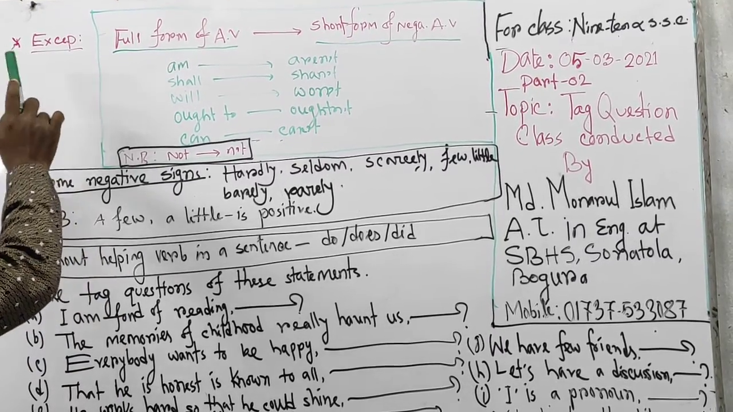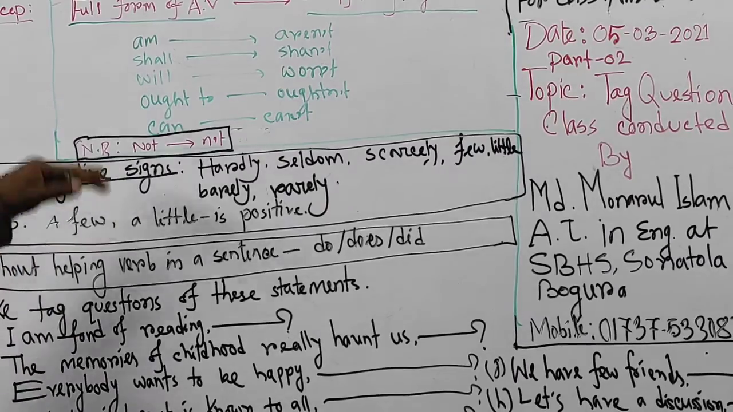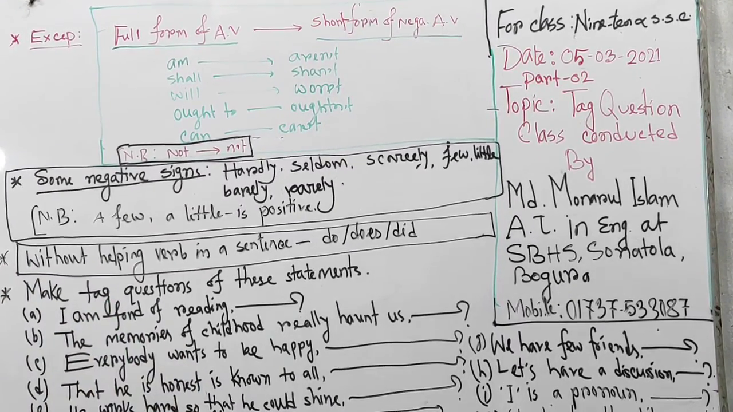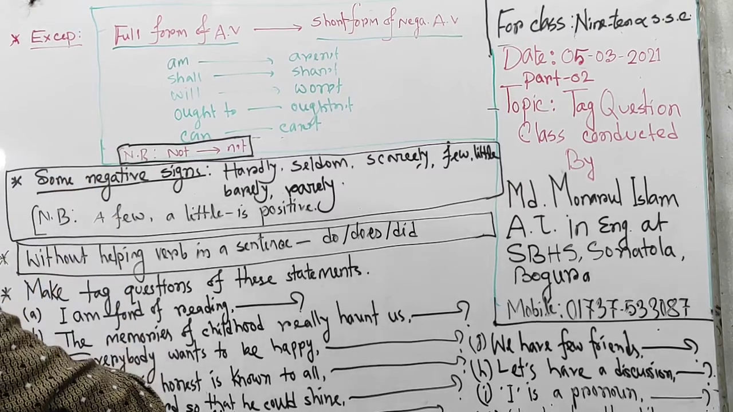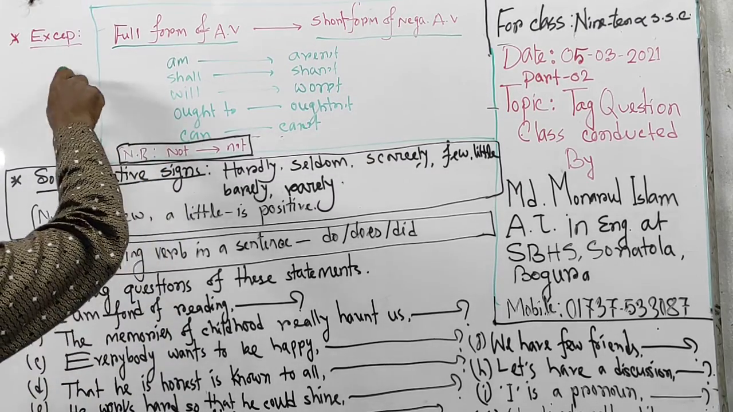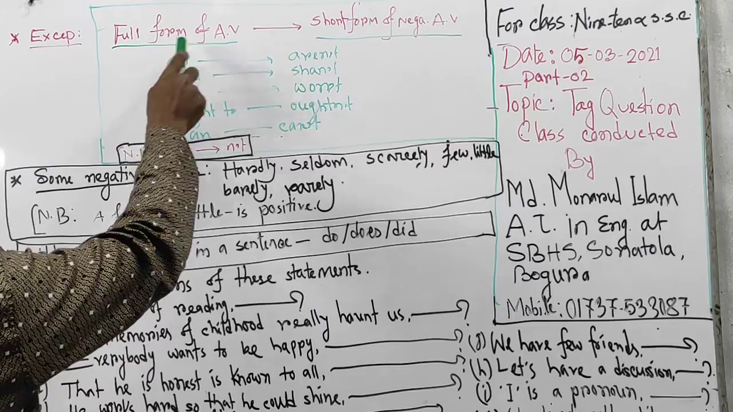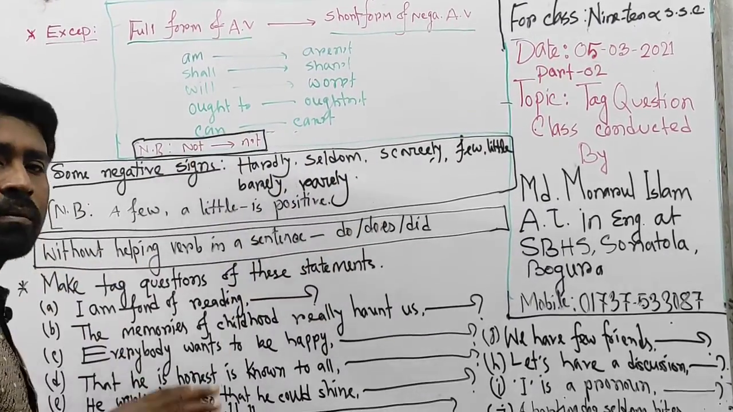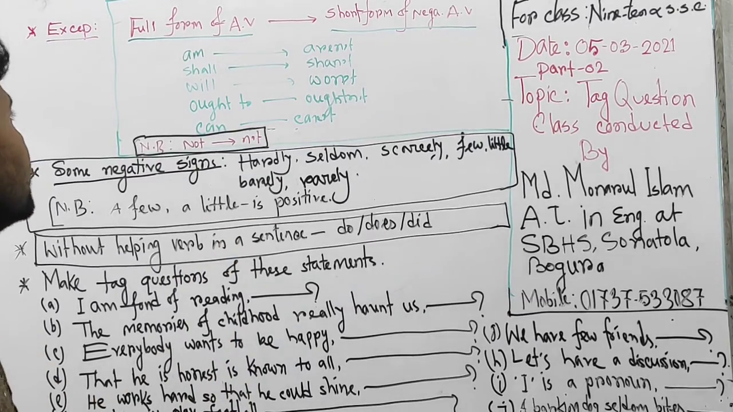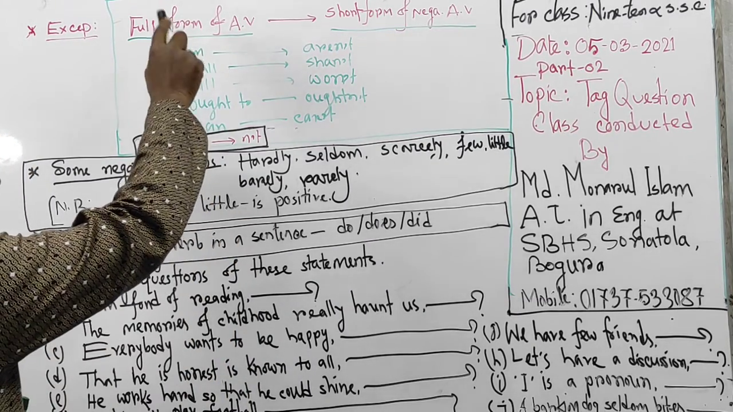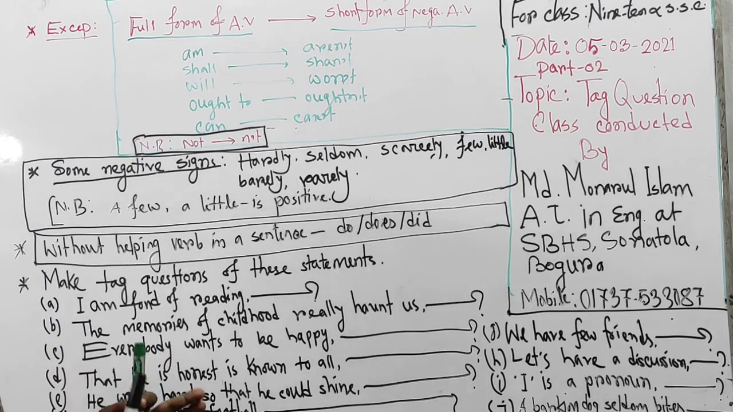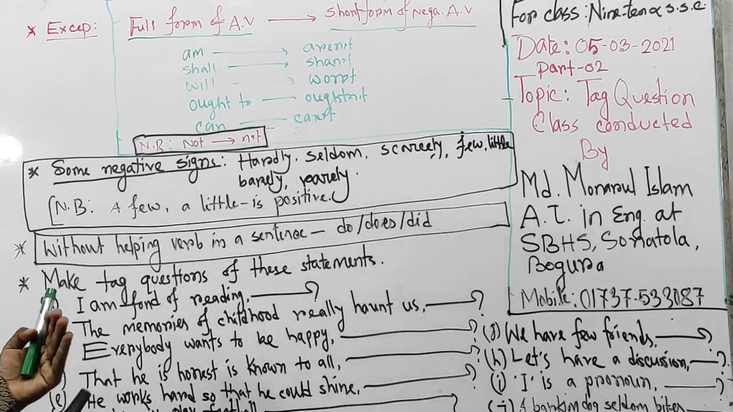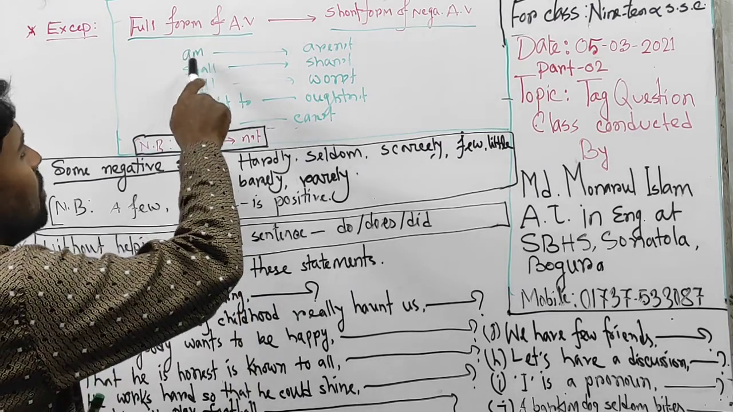Here, in part number 1, I give you 3 types of boxes and then examples. Dear viewers, I give you the first box, exceptional rules. Full form of auxiliary verb, short form of negative auxiliary verb. It should always be remembered, because these types of auxiliary verbs are very important, since they are exceptional. When am is stated in a statement, at the negative time am will be aren't.